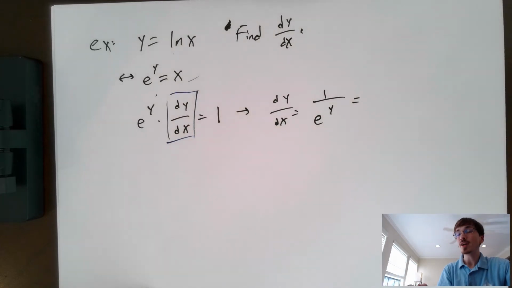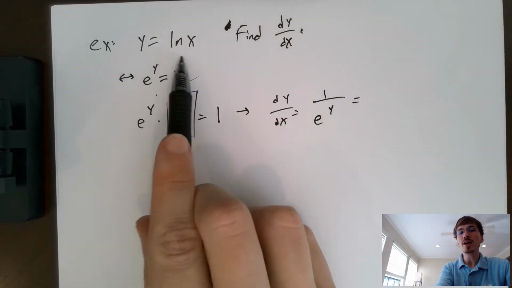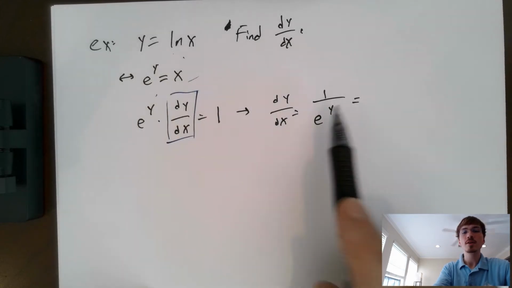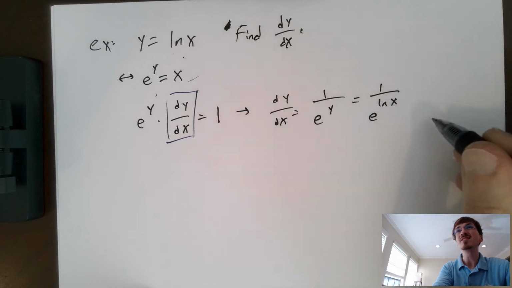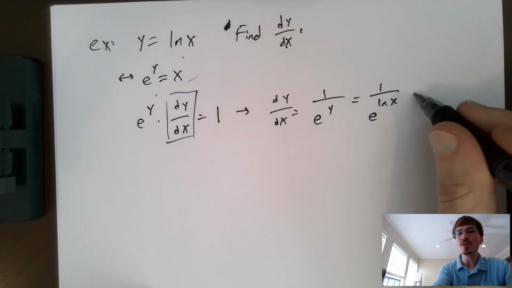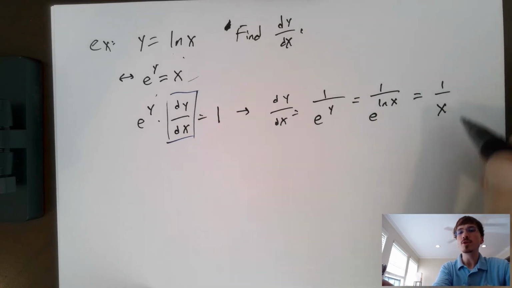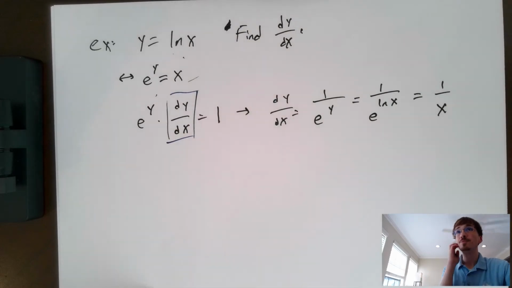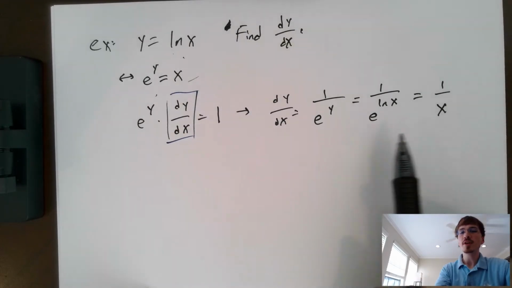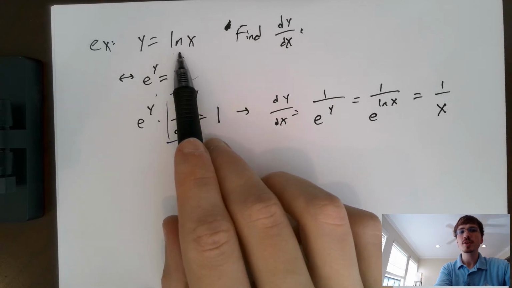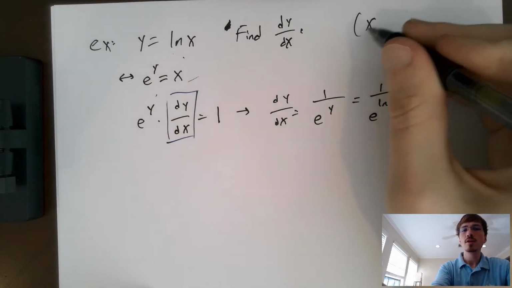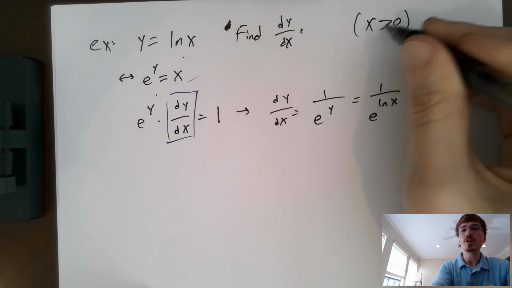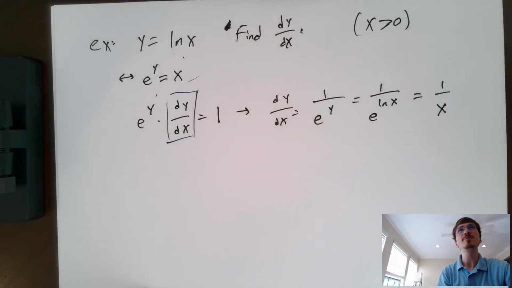And we could do better. We can get rid of the y's. What's y equal to? y is the natural log of x. So that goes there. That's 1 divided by e to the natural log of x. And what is e to the natural log of x? That's x, so the derivative is 1 over x. And that's kind of cool. What's important here is that we have a domain restriction. The natural log of x is only valid for x's strictly larger than 0. Yeah, so just keep in mind that we do have a domain restriction.